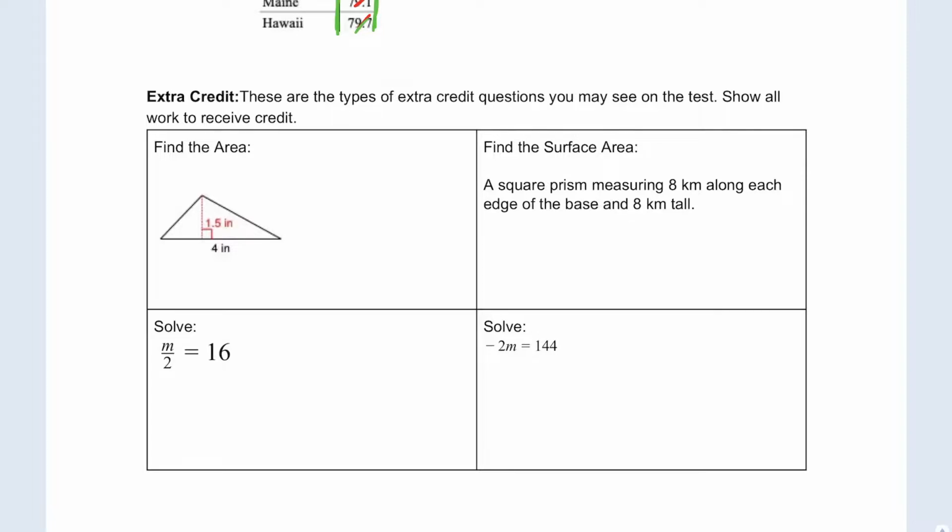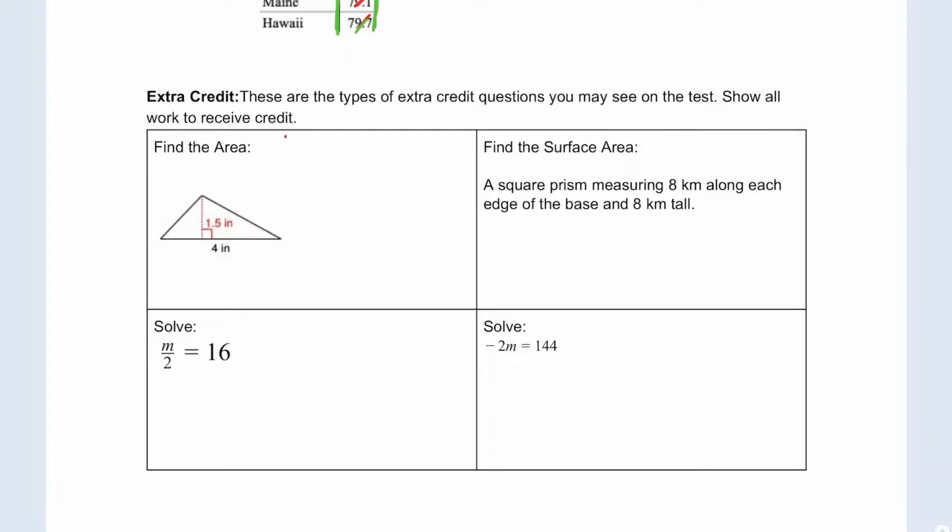So we're reviewing how to find the area of certain shapes. We're also reviewing, or we're also going to be learning about surface area, and then of course equations. Equations never go away; they're constantly there. So we're going to take a look at how to solve them. Okay, so finding the area.